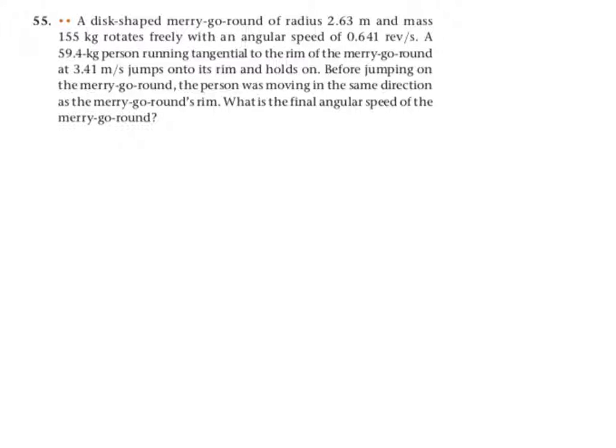Chapter 11, number 55. A disc-shaped merry-go-round of radius 2.63 meters and mass 155 kilograms rotates freely with an angular speed of 0.641 revs per second. A 59.4 kilogram person running tangential to the rim of the merry-go-round at 3.41 meters per second jumps onto its rim and holds on. Before jumping on the merry-go-round, the person was moving in the same direction as the merry-go-round. What is the final angular speed of the merry-go-round?